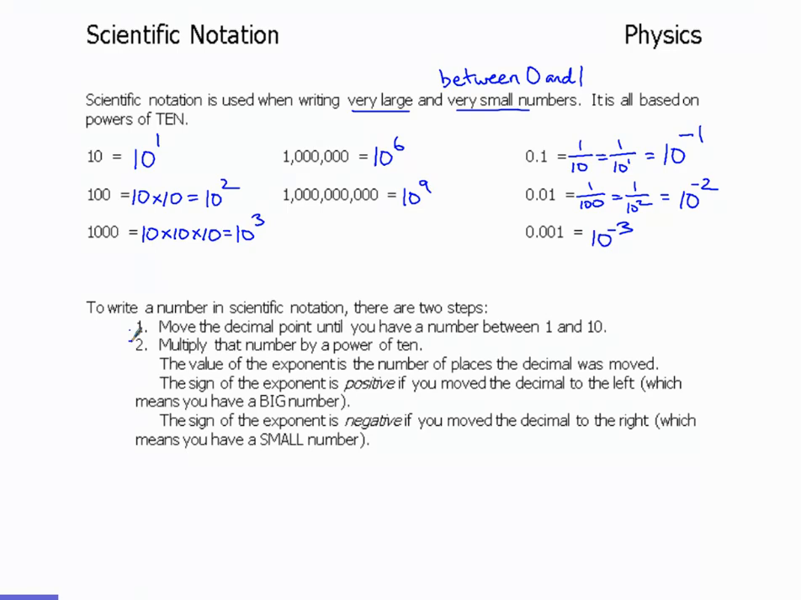The sign of this exponent is going to be positive if we had to move the decimal to the left, and that means we have a big number, or something greater than 1. The sign of the exponent is negative if we had to move the decimal point to the right, which means we have a small number, or again, something between 0 and 1.